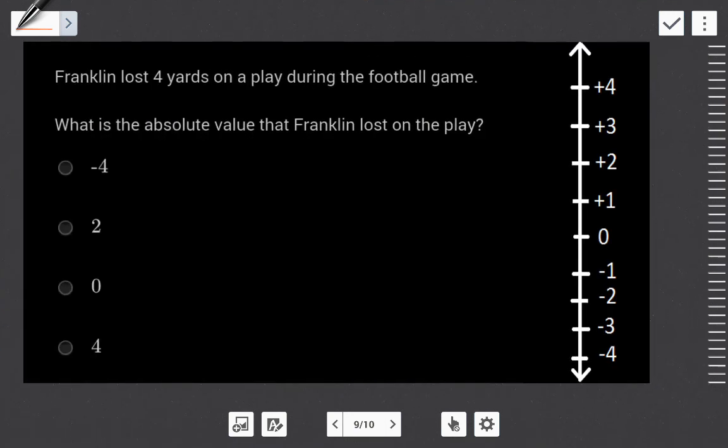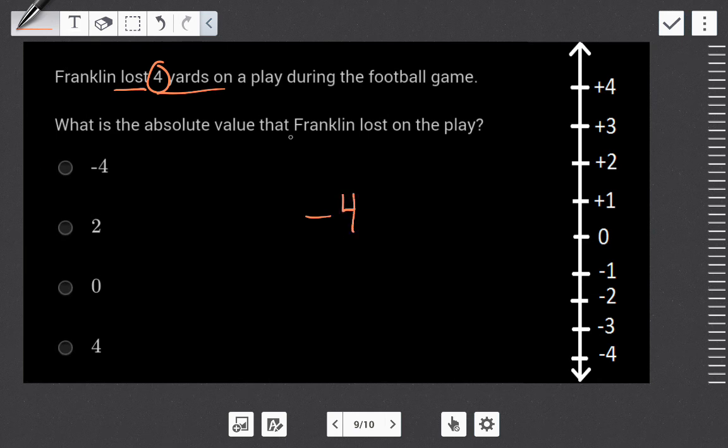Okay, let's take a look at one more example. It says here that Franklin lost 4 yards on a play during the football game. So he lost 4 yards. So if we lost, that means we're talking about a negative, right? And we lost 4 yards, so negative 4.